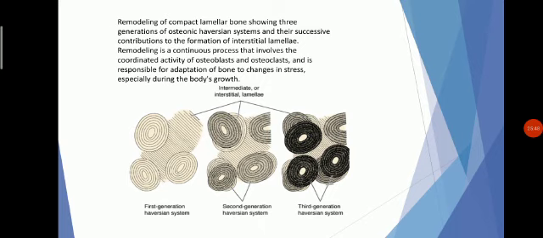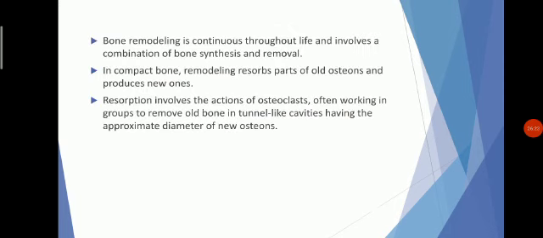In this diagram, remodeling of compact lamellar bone shows 3 generations of osteonic systems and their successive contributions to the formation of interstitial lamellae. Remodeling is a continuous process that involves the coordinated activity of osteoblasts and osteoclasts and is responsible for adaptation of bone to change in stress, especially during the body's growth. First generation osteonic system, then the second generation osteonic system, intermediate or interstitial lamellae, and then the third generation osteonic system. Bone remodeling is continuous throughout life and involves a combination of bone synthesis and removal.